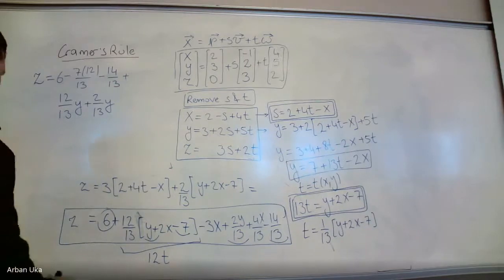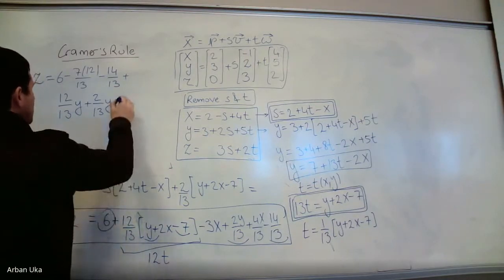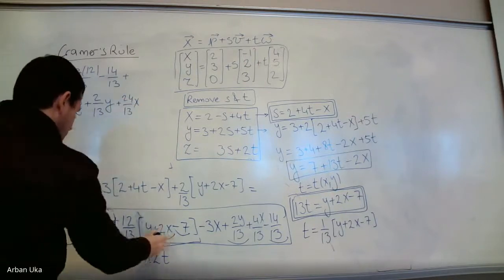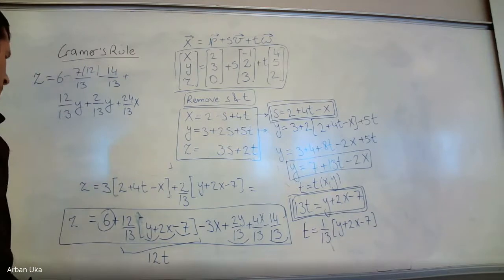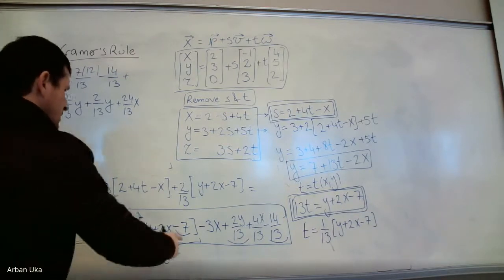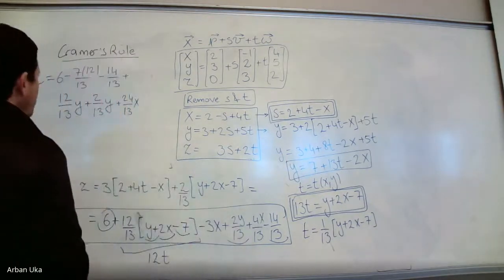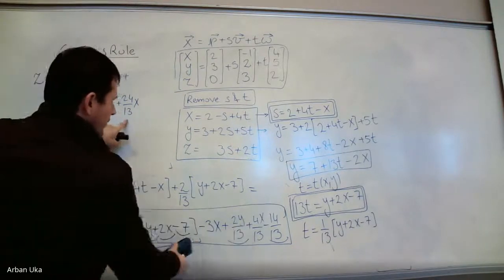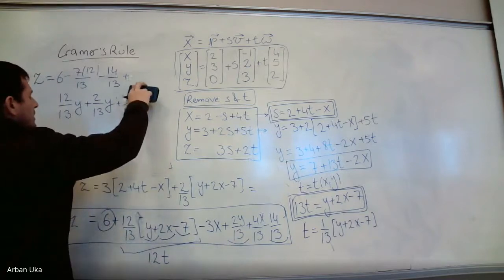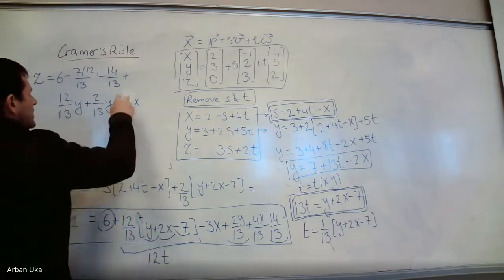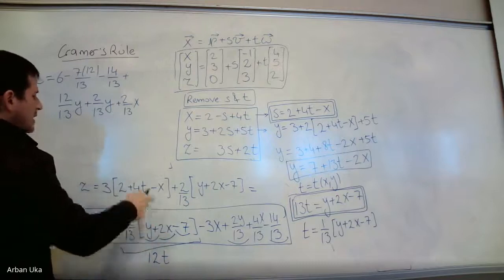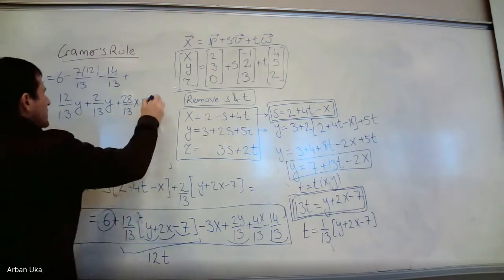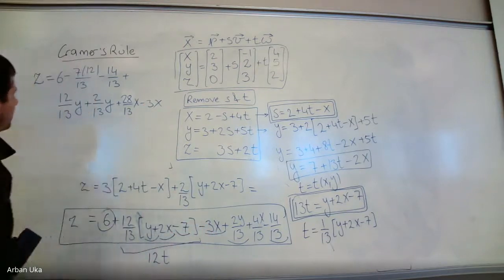Then we are left only with the x's. So this is 24 over 13x. So we wrote this, and we have minus 3x plus 4x over 13. Now, this 24x over 13 and 4x over 13, we can write this one 28x over 13, minus 3x. Now we wrote everything, okay?